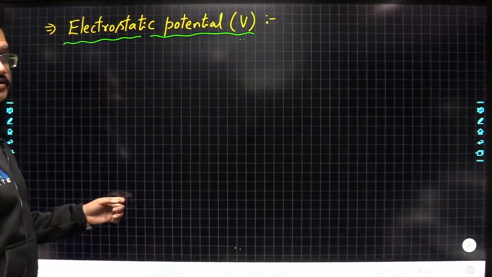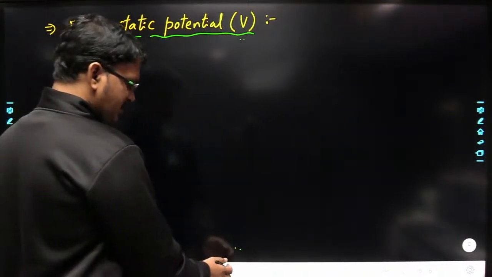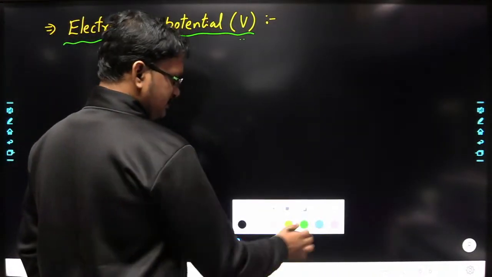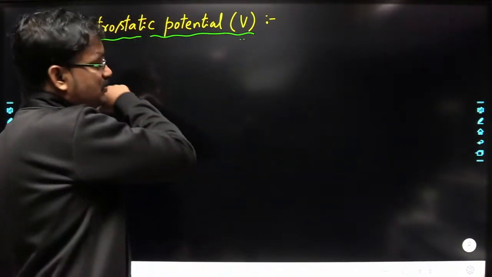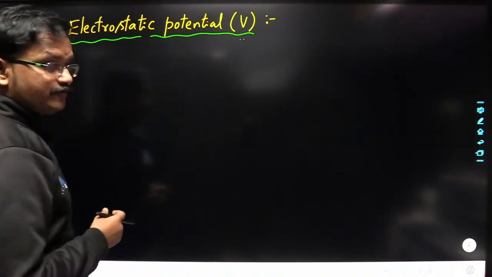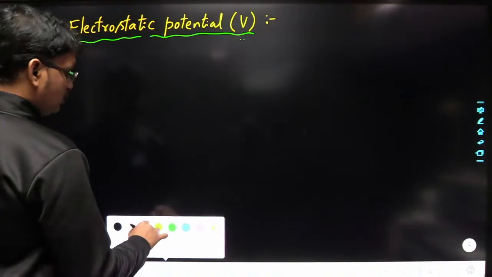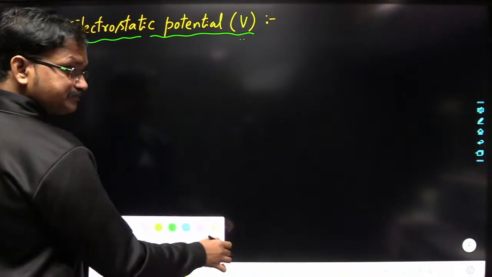So next is electrostatic potential. If you understand electrostatic potential energy, then there is nothing here to understand about electrostatic potential. You can easily understand electrostatic potential if you understand electrostatic potential energy. Yes or no? Now see here.